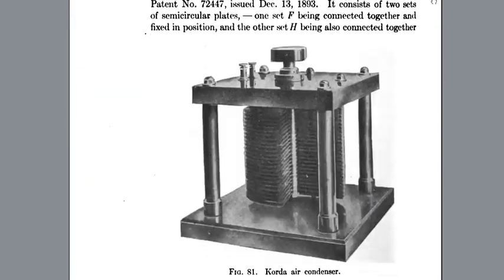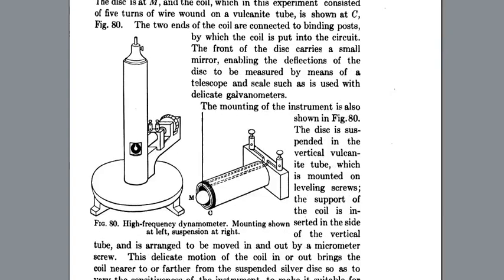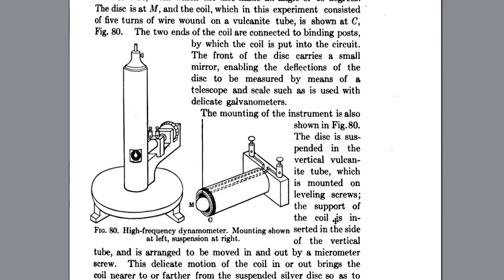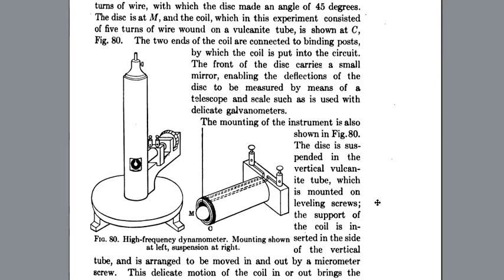Description of the instrument. The instrument at I, as shown in figure 80, consists of a disc of silver, suspended by a fine fiber of spun quartz, so as to hang near a small coil of a few turns of wire with which the disc made an angle of 45 degrees. The disc is at M, and the coil, which in this experiment consisted of 5 turns of wire wound on a vulcanite tube, is shown at C, figure 80. The two ends of the coil are connected to binding posts by which the coil is put into the circuit.